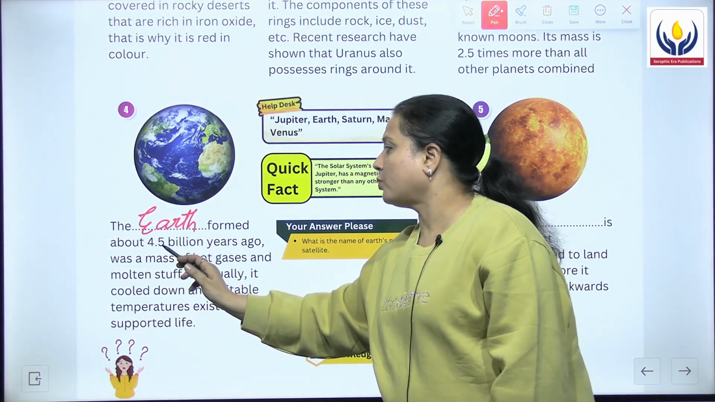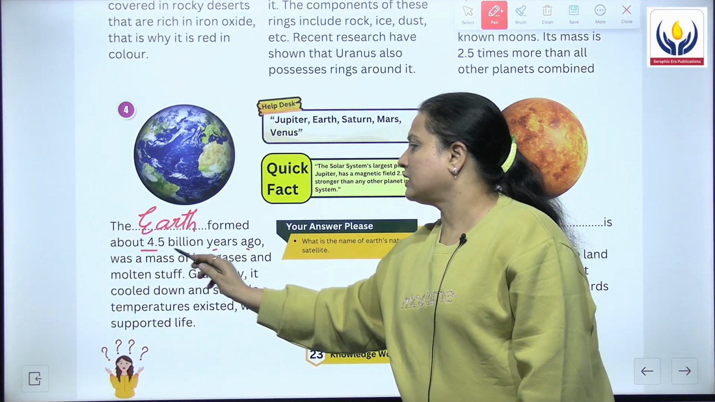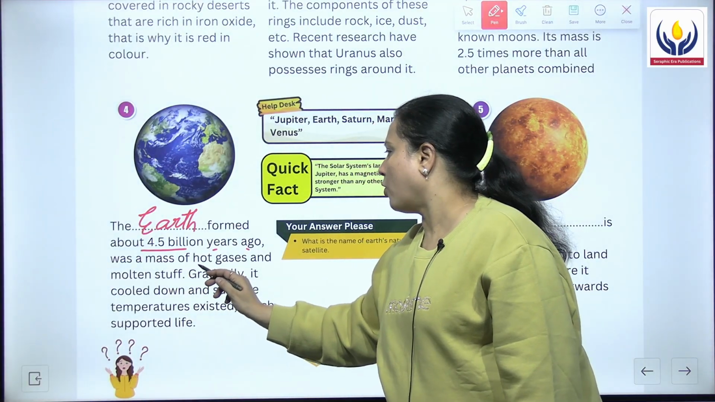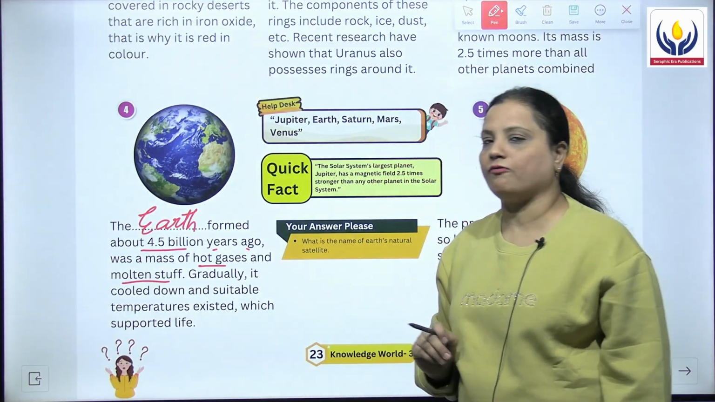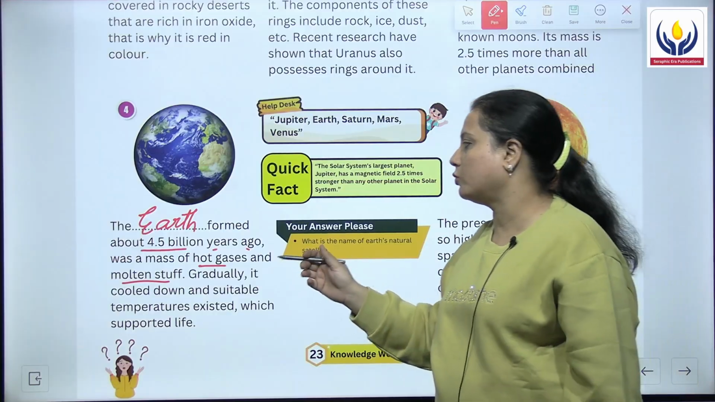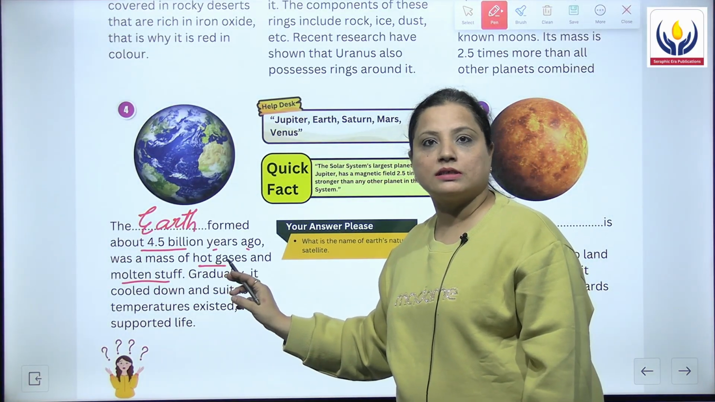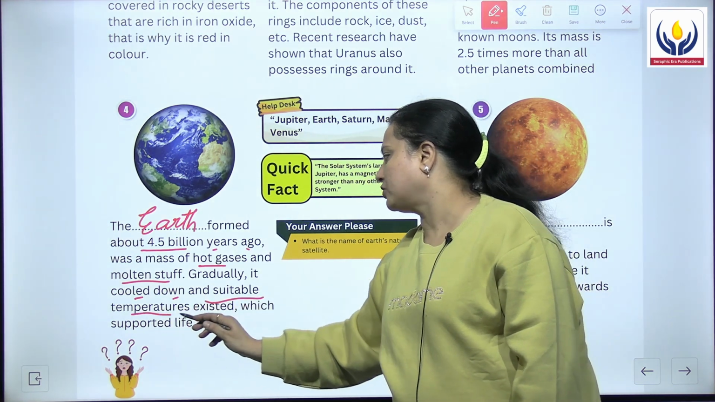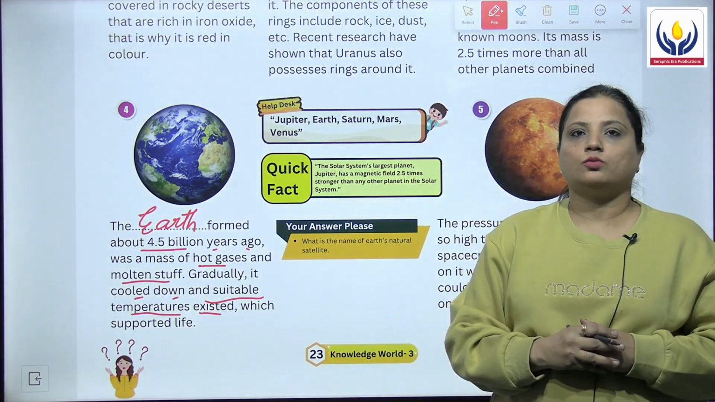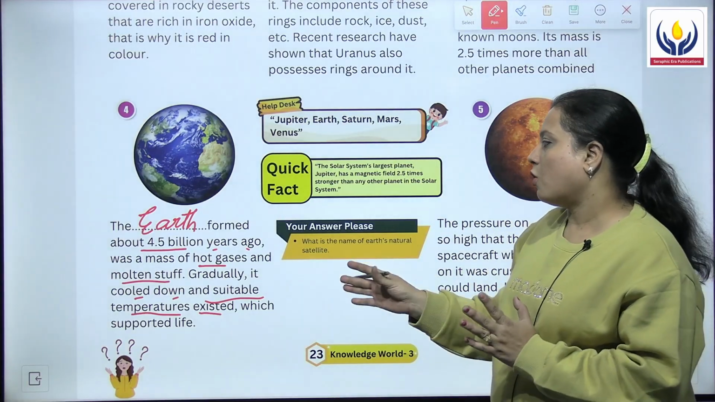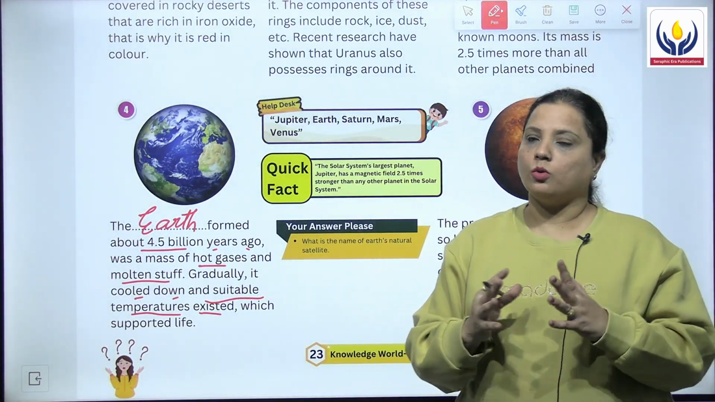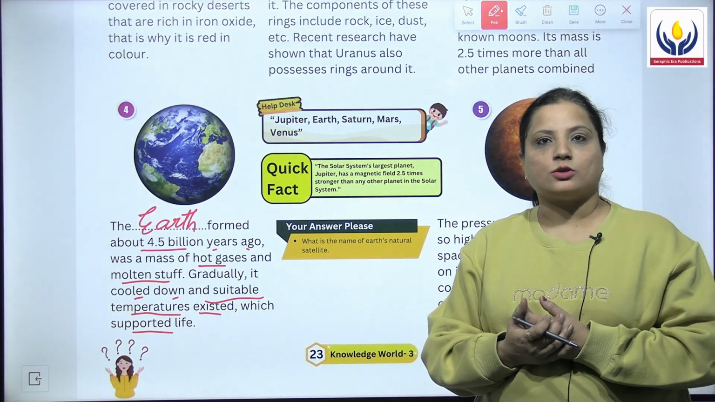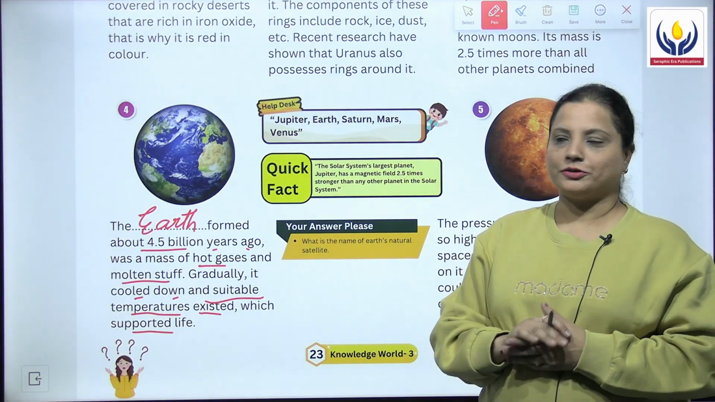formed about 4.5 million years ago. So these many years before our Earth was formed. It was a mass of hot gases and molten stuff. Molten stuff means liquid stuff was all over there along with hot gases. Gradually it cooled down and suitable temperatures existed, which supported life, which actually led to the rise of life on our Earth.